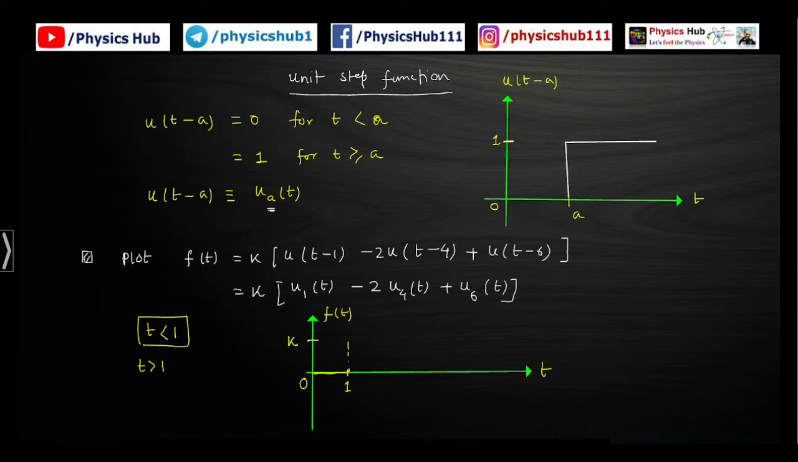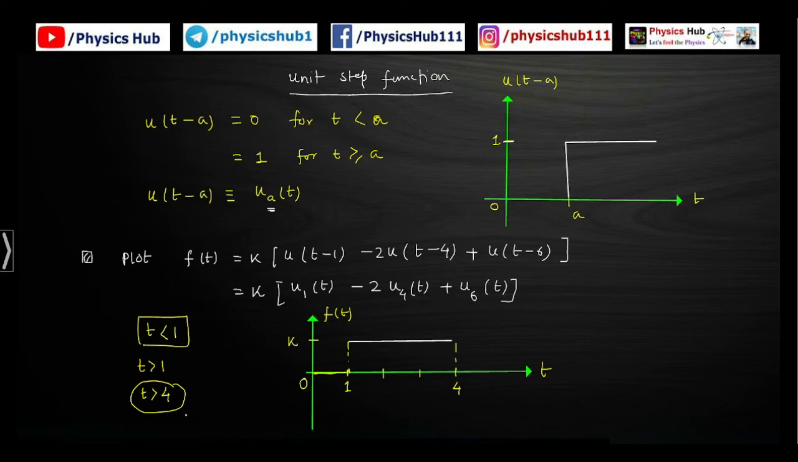Let's call it k. Okay, it took up the value k. Now it will not get affected until, look, u4 of t becomes activated when t is greater than 4. So up to, let's say, 2, 3, 4, up to 4, it will maintain its value k. Okay. Now here we see what will happen beyond t greater than 4. Beyond t greater than 4, two terms will contribute. u6 will remain inactive till t equals 6.